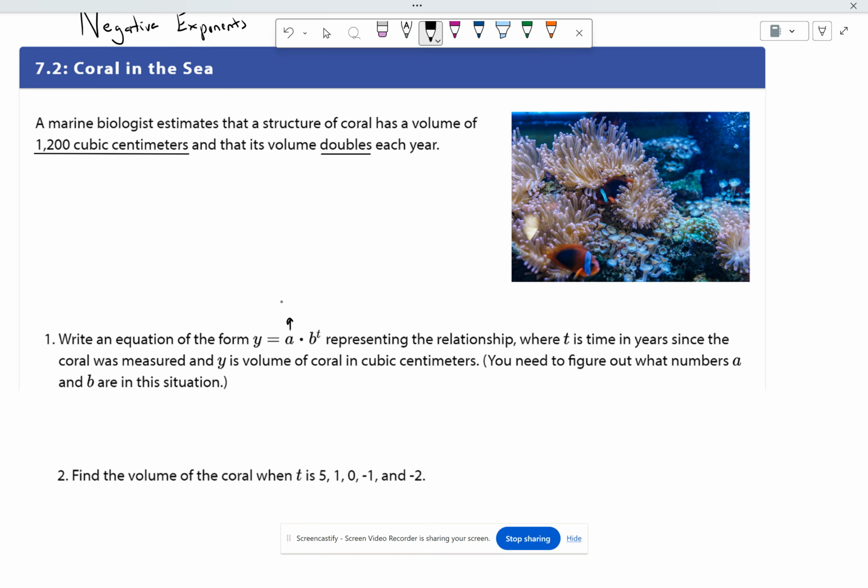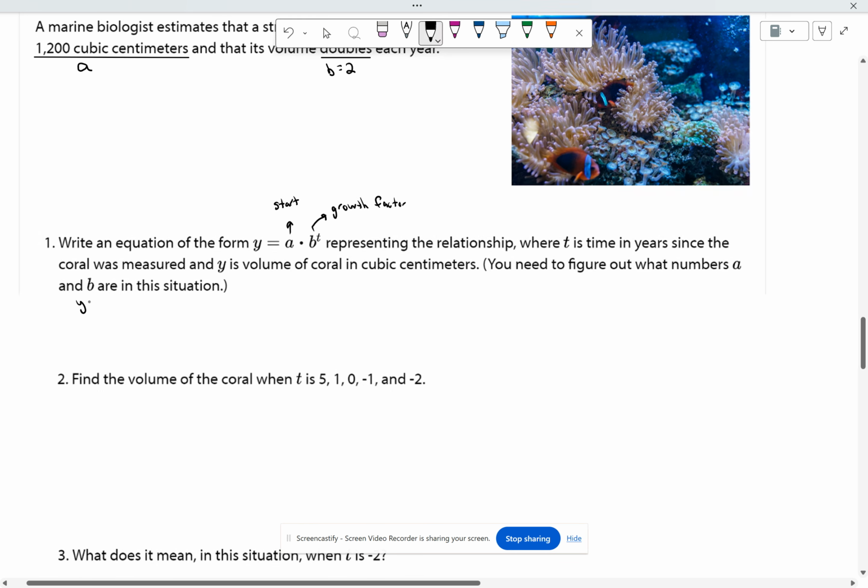If you recall, a is the starting value. In this case, we're talking about the starting volume, and b is the growth factor. So if we start with 1,200 cubic centimeters, that's our value of a, and if it doubles each year, that means the growth factor is 2. So if y is the volume and t is the time in years, then the volume of the coral starts at 1,200 and it doubles every year.